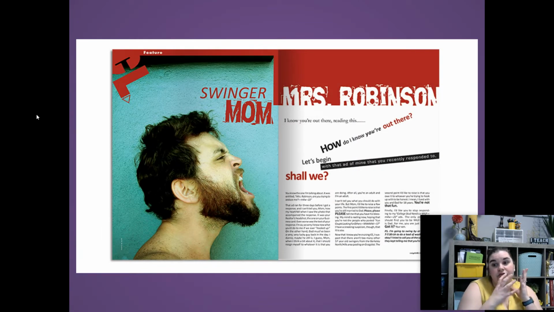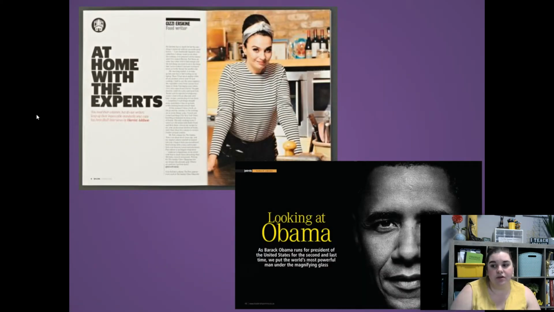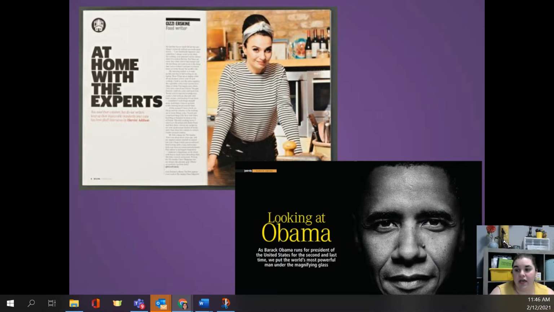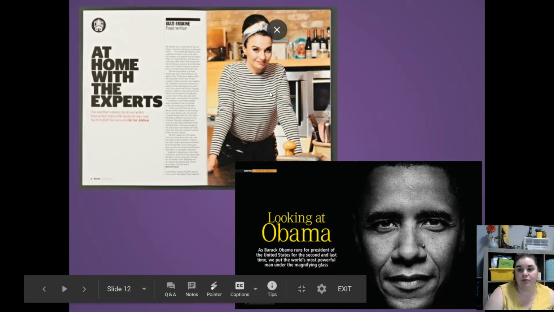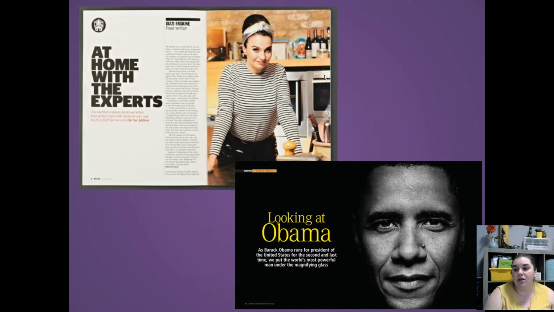Same thing here. You've got the picture, which then leads to the quotes coming out of it and all those kinds of things. But the picture is the dominant element, and you can see that it's drawing the reader across the spread to then want to read the story. Same thing here with either of these photos, whether we are looking at being at home with the experts for the food writer. She's the dominant element, and the heading is the second dominant element. Same thing with this picture of Obama, with the heading being the secondary dominant element.